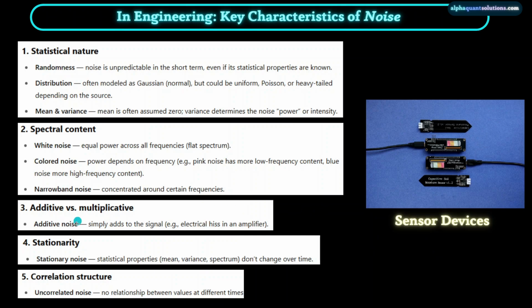Next, we address the stationarity properties of noise. So in engineering, we often assume that the statistical properties do not change over time. So metrics like mean, variance, spectrum of the noise are constant. And finally, about the correlation structure, also here we assume that there is no linear relationship between the noise values at different times. So we also assume in engineering that we have uncorrelated noise.